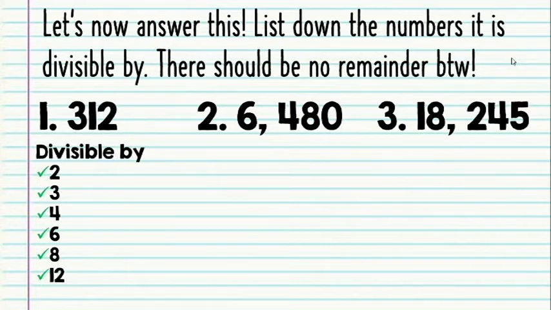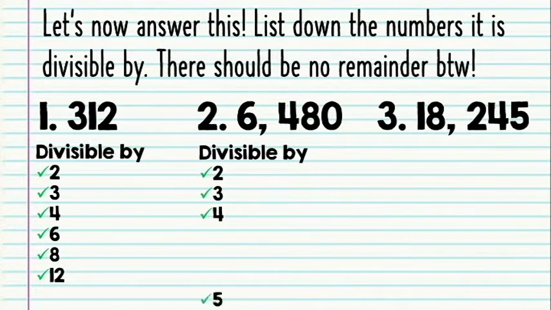6,480, on the other hand, is divisible by 2 since it ends with 0, which is an even number. It is also divisible by 3, by 4, by 5 because it ends with 0, by 6, by 8, 10 since it ends with 0, and 12.